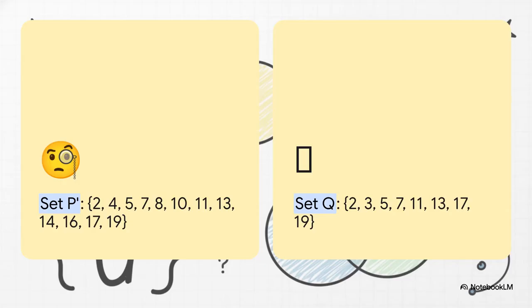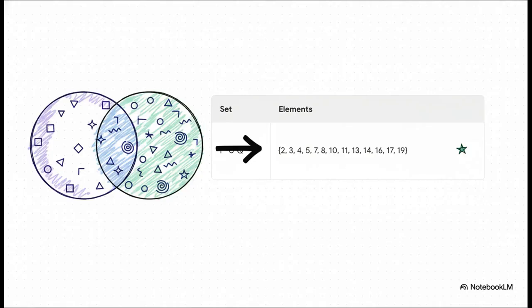Now what about that U symbol? This is union, and it's the friendly opposite of intersection. It's not looking for what's common, it just wants to combine everything from both sets into one big superset. The only rule is you don't list the same number twice. So when we merge P prime and Q, we get this giant list. We take all the numbers from P prime, and then we add any from Q that weren't already there. In this case, that's just the number 3. And that's our answer for part B. 2 down, 1 to go.